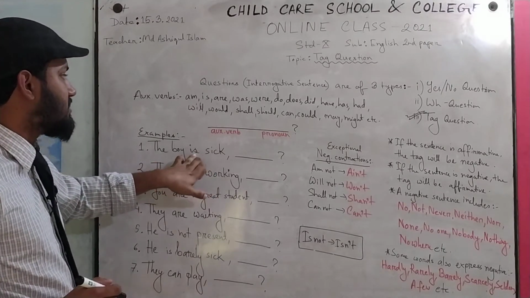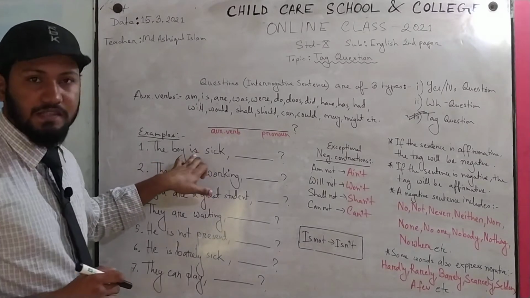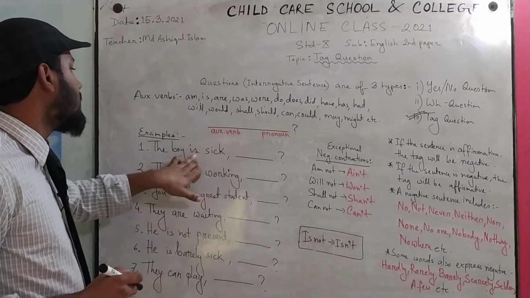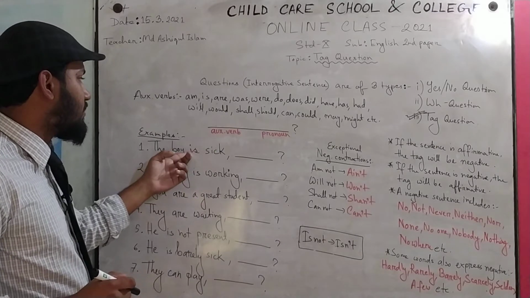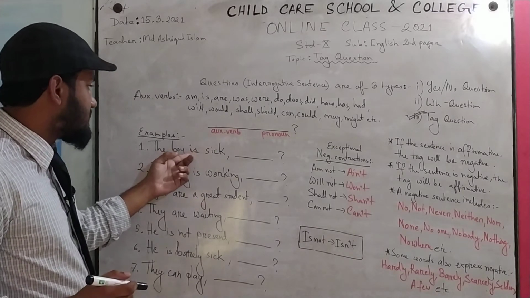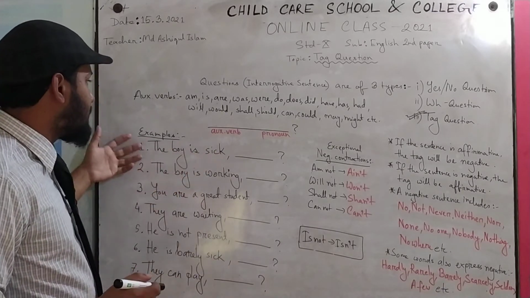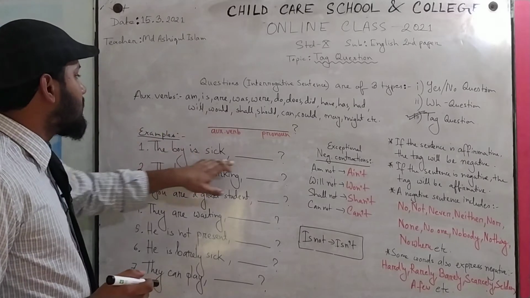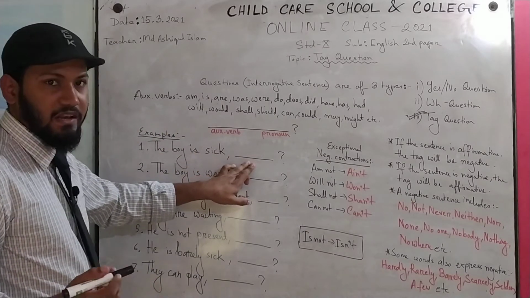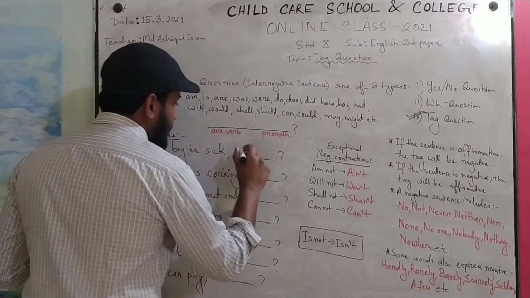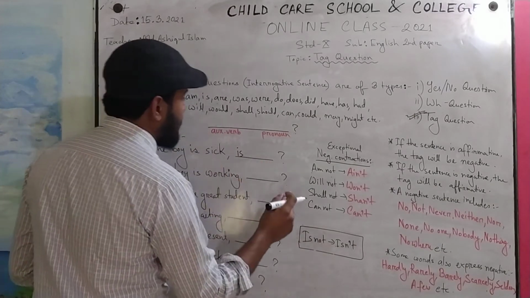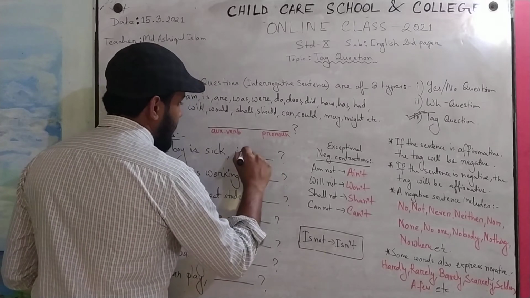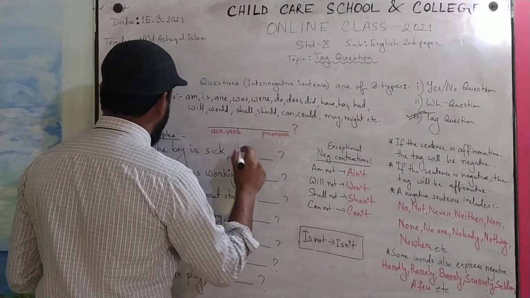You can clearly see there is an auxiliary verb, "is," over here. So what we need to do is make the tag using our auxiliary verb, that is "is." And since there's no sign of negative expression here, the tag will obviously be negative. So the tag will be, since there's nothing negative, we will put our negative expression "isn't."